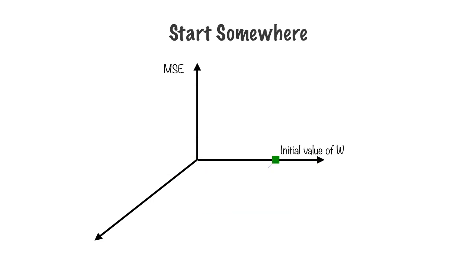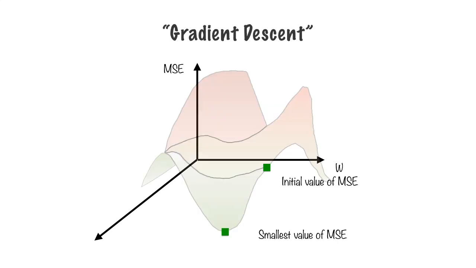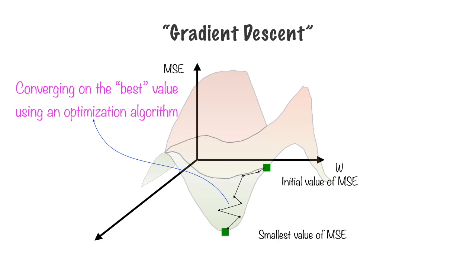In order to find the smallest possible value for the mean square error, you have to start somewhere. So you'll randomly initialize your weight and bias parameter to some value along the slope. And from this initial value of the MSE, your optimizer will try to descend down the slope to get to the point where we have the smallest value for the mean square error. This is your training process. We'll converge on the best possible value for W and B.